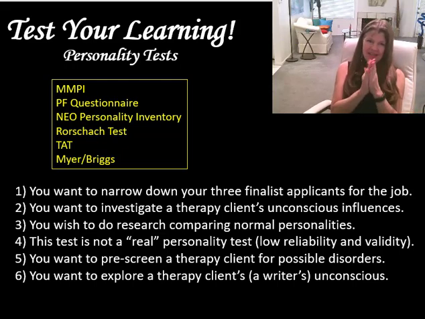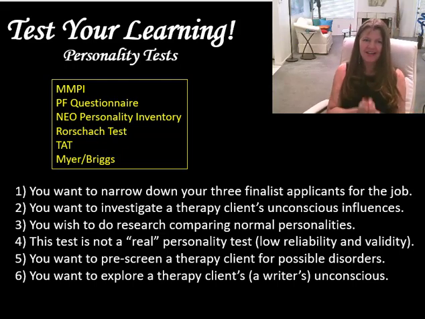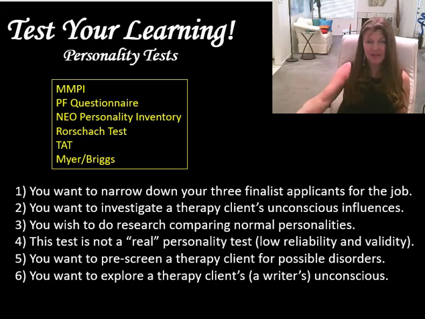Okay, the first one is PF questionnaire. Number 2 is the Rorschach test. Number 3 is the NEO. Number 4 is Myers-Briggs. So you should have been able to get this one from the process of elimination, and you also read about the lack of reliability and validity of that particular test in your ebook. Number 5 is MMPI. Number 6 is the TAT.